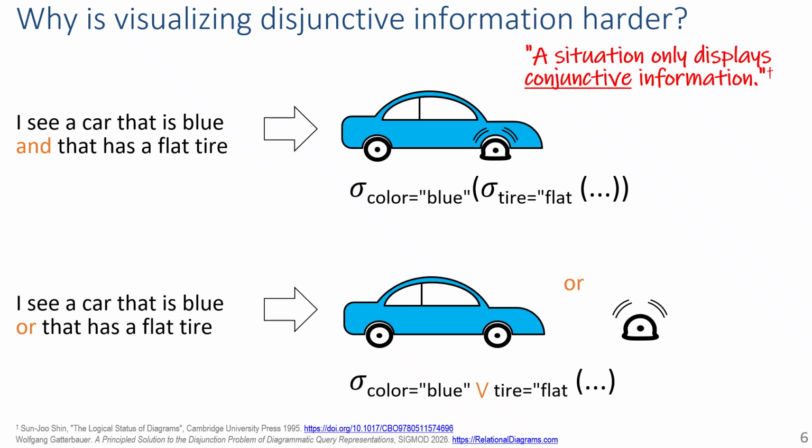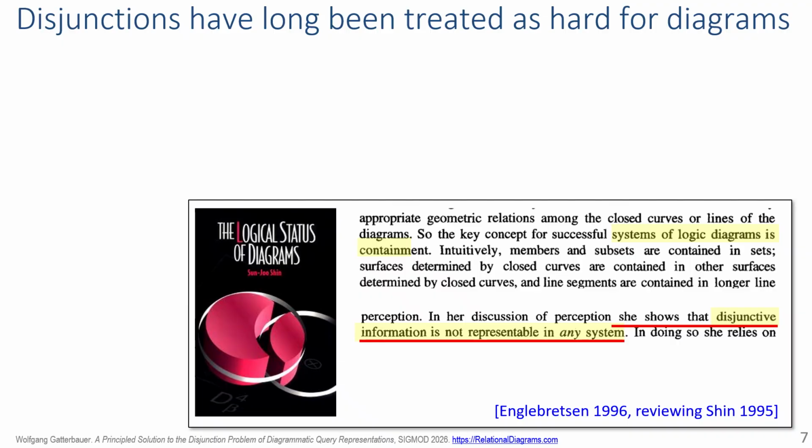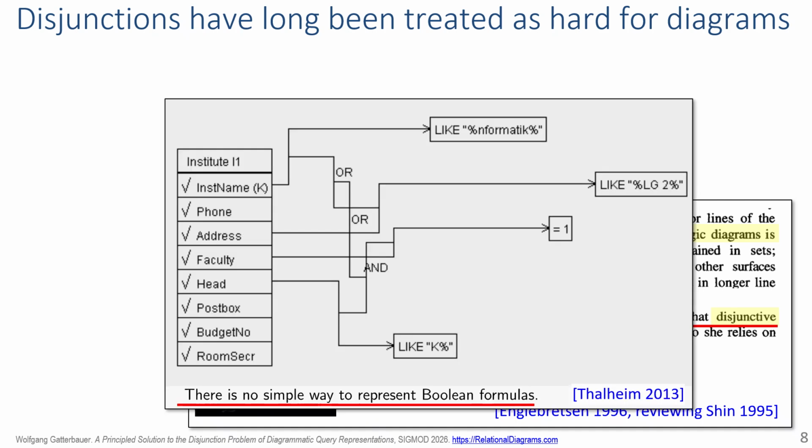As Sun-Joo Shin states in her 95 book on the status of logical diagrams, any given situation only displays conjunctive information. In that book, Shin focuses on the monadic fragment of first-order logic, and the review states that she showed that disjunctive information can basically not be represented in any diagrammatic system. Thalheim stated that there was no simple way to diagrammatically represent Boolean functions.